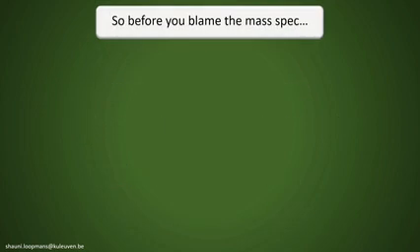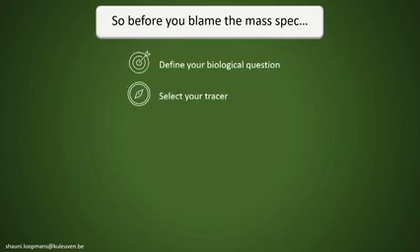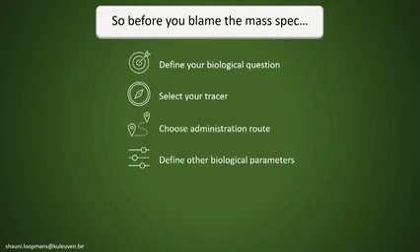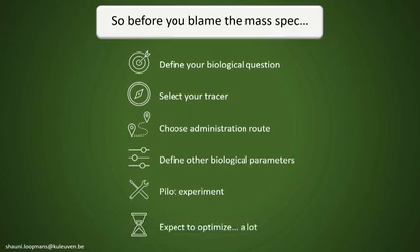So before you blame the mass spec for having bad data after in vivo tracing, make sure you define your biological question, that you select your tracer, choose your administration route, define all your other biological parameters, do a pilot experiment, and I've put pilot experiment, but I actually mean experiments because there will be a lot, and expect to optimize a lot. It will take multiple rounds of optimization, and I know sometimes we want to go as fast as possible, but especially for these experiments, it will pay off if you take a bit of a slower pace.